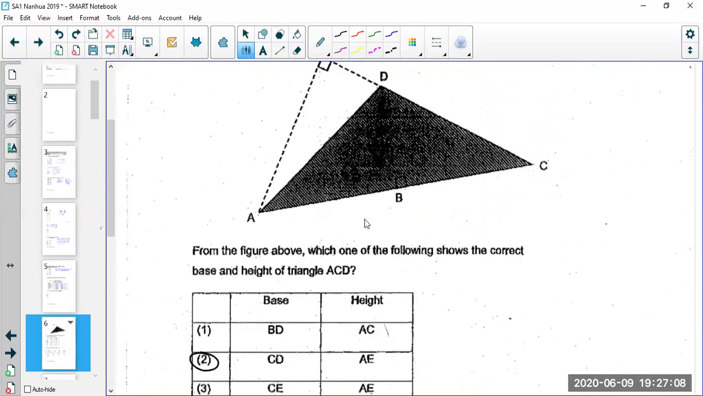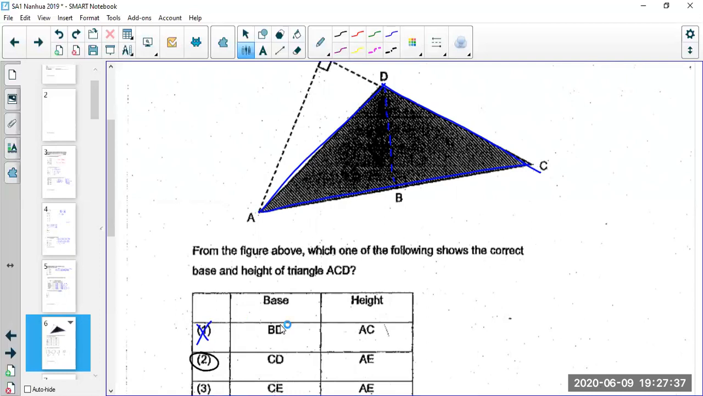Okay, now, so what is the correct base and height? Now, if you look at BD, look at number 1, for example. Number 1, right? Is BD. Do you think BD can be the base? Now, the base cannot be BD. The base has to be what? Has to be one of the sides of the triangle. So your base has to be this side, or this side, right? So the base must be one of the 3 sides. Cannot be BD.